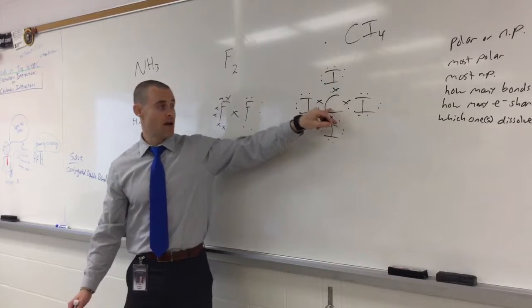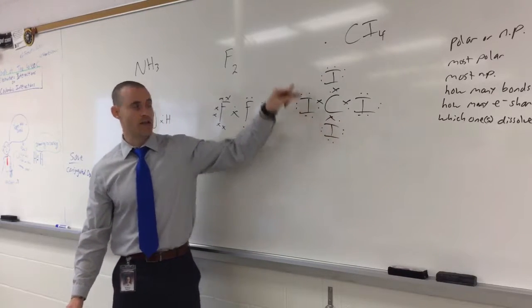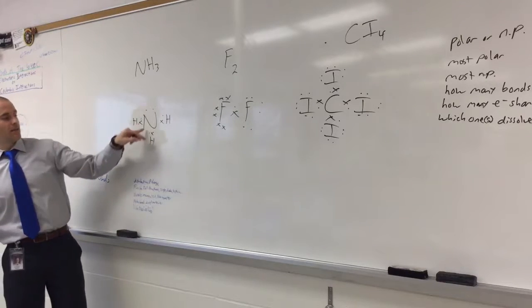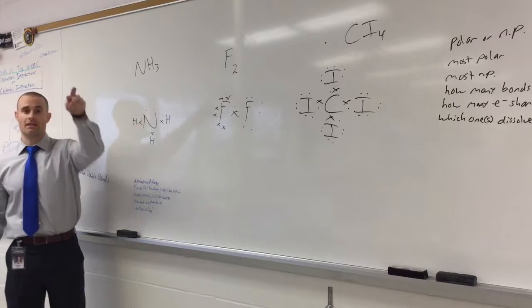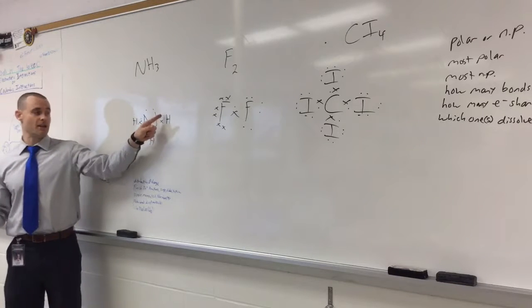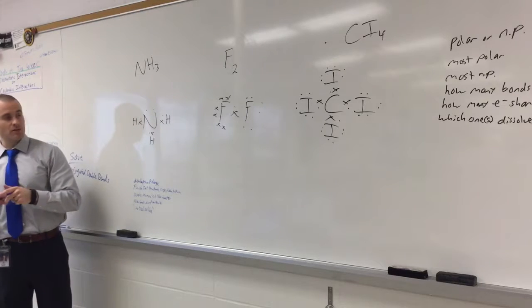So carbon has 2, 4, 6, 8, full valence shell. Iodine has 2, 4, 6, 8, full valence shell. 2, 4, 6, 8, 2, 4, 6, 8. Everybody has 8, except for hydrogen. Hydrogen only has 2, but that's helium, so that's still a full valence shell. Okay, nitrogen has 8, 2, 4, 6, 8, because those are there. So everybody's stable, everybody's full.